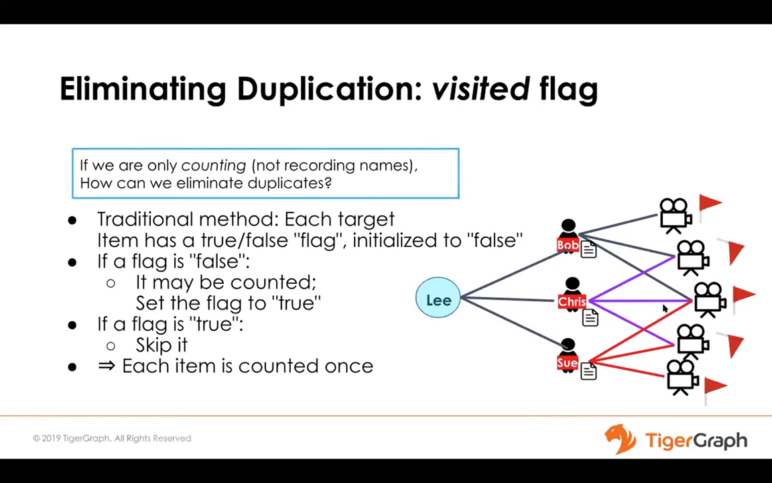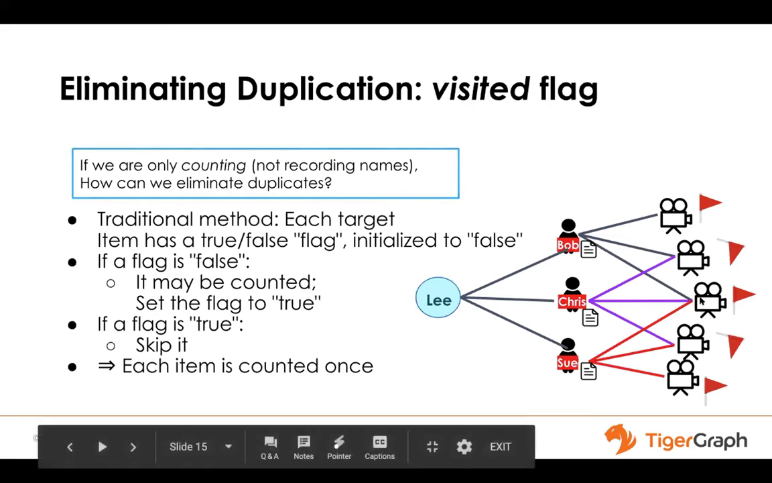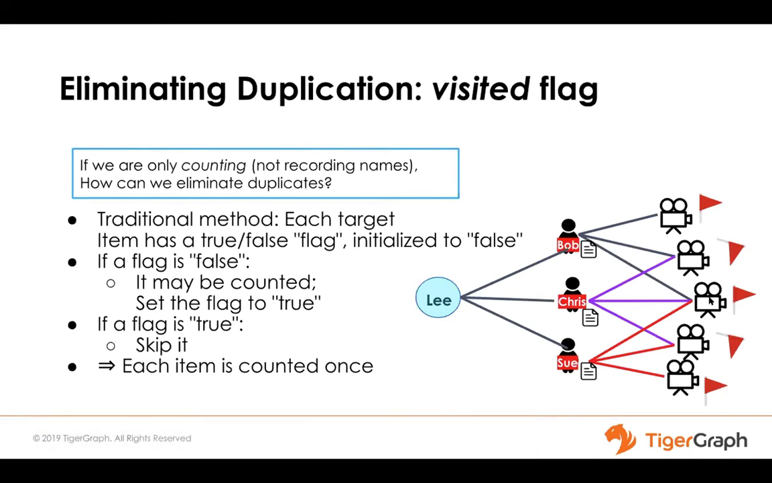So R is connected to 3 persons. Let's say Chris is first. Chris sees the movie's flag is false. He raises it, he sets it to true, and Chris gets to count it. Then Bob comes along. Bob sees the flag is true. He doesn't do anything. Sue also comes along later, sees the flag is true. Sue doesn't do anything. So the movie gets counted once.